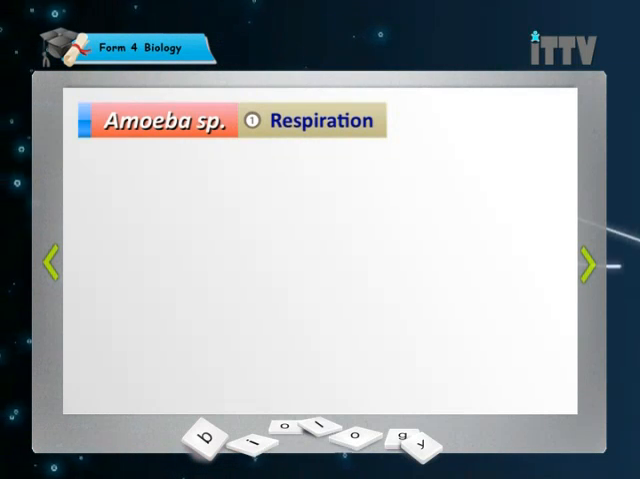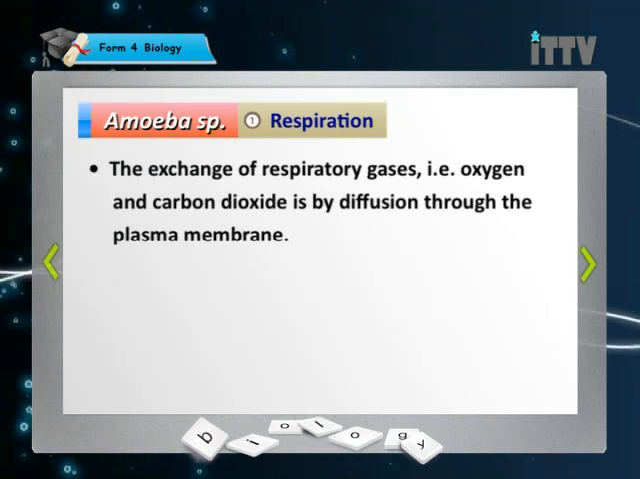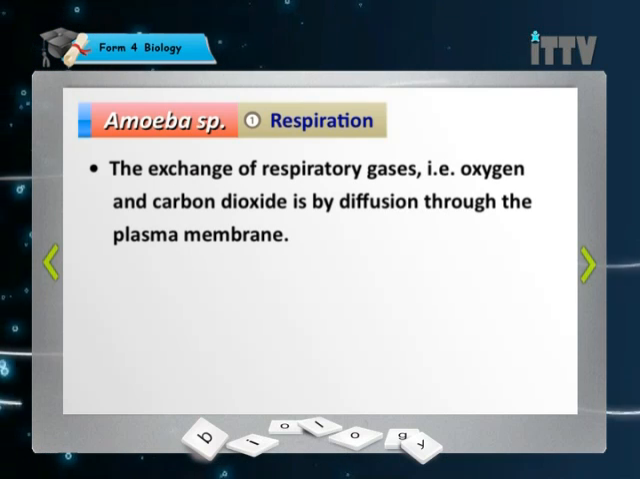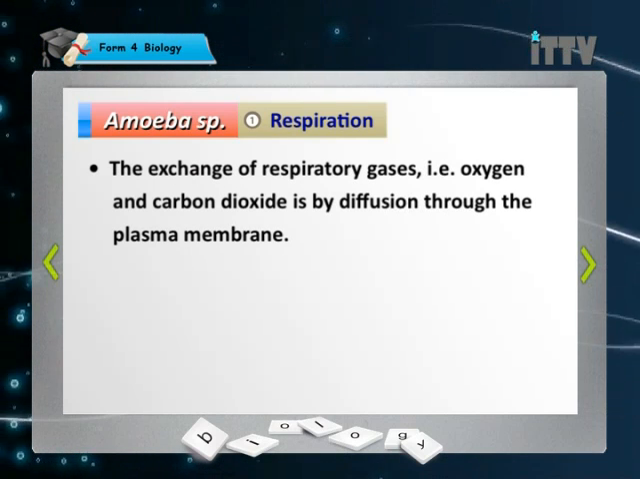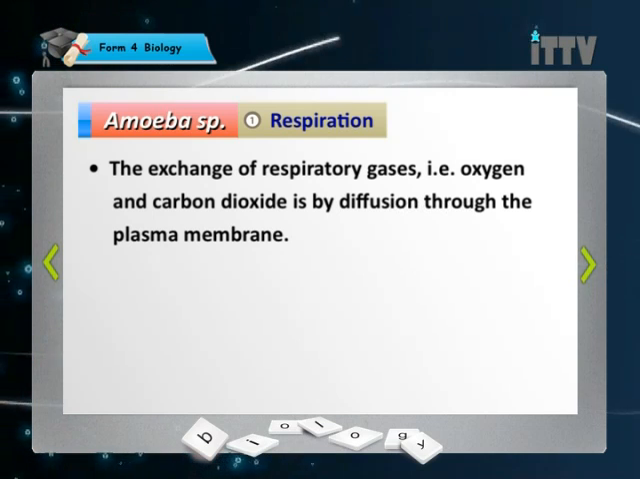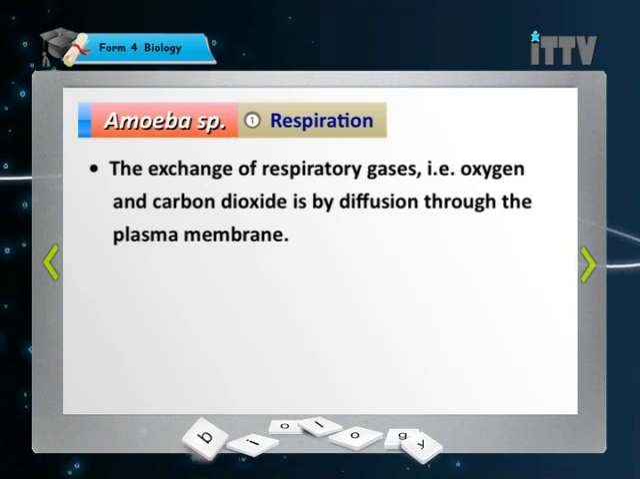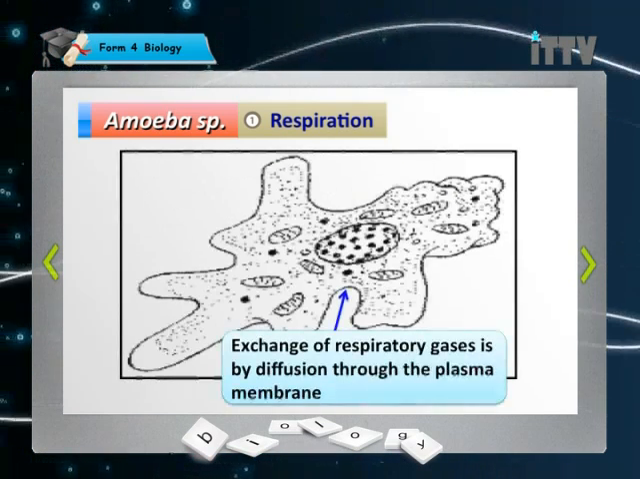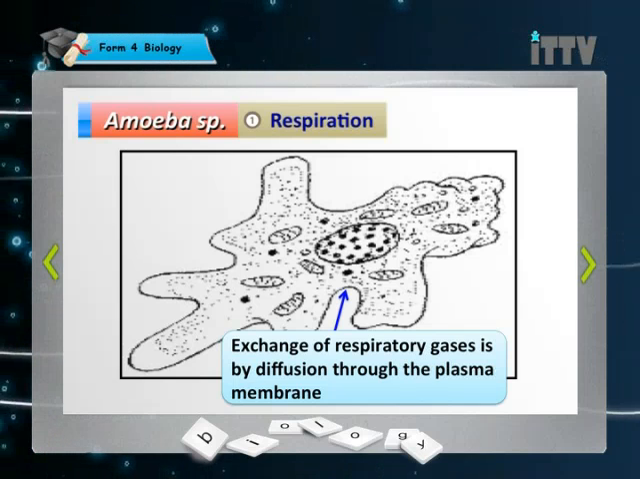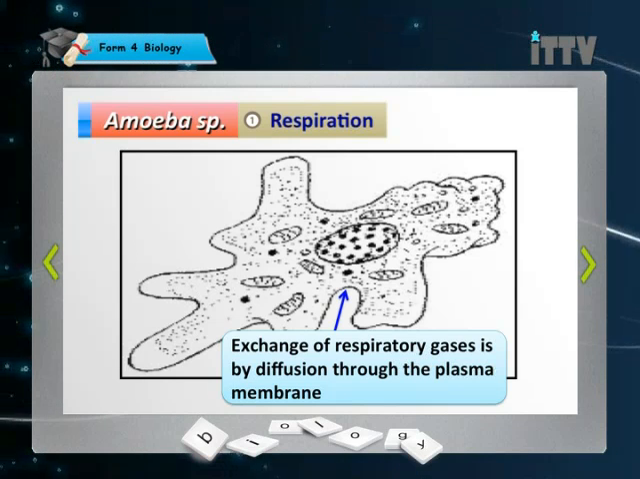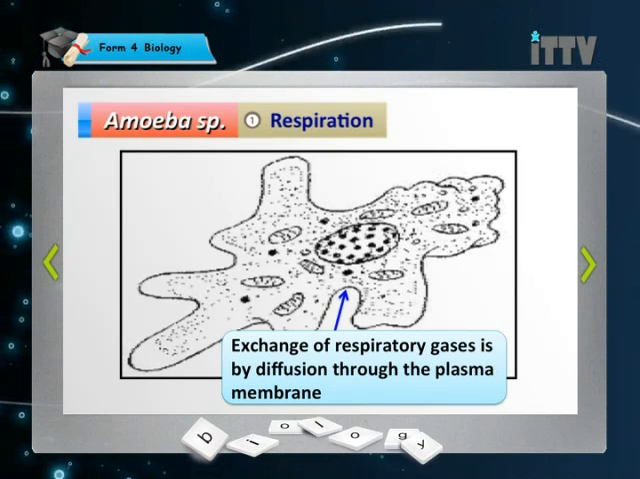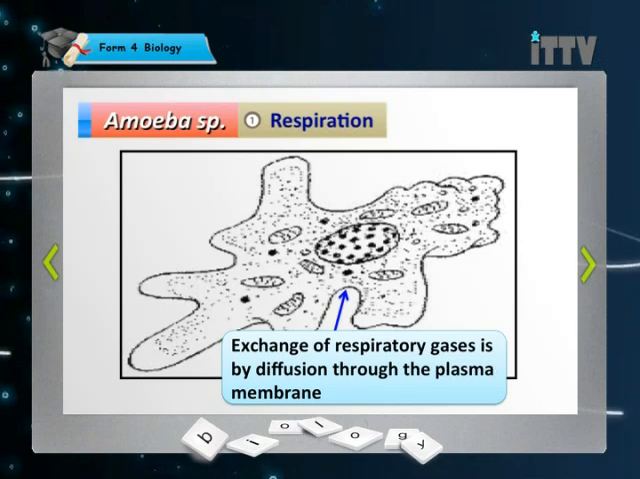The amoeba carries out respiration as well. Now, respiration in the amoeba involves the exchange of respiratory gases such as oxygen and carbon dioxide by simple diffusion through the plasma membrane. If you take a look, there is a plasma membrane and respiratory gases simply diffuse directly into the amoeba through the plasma membrane.